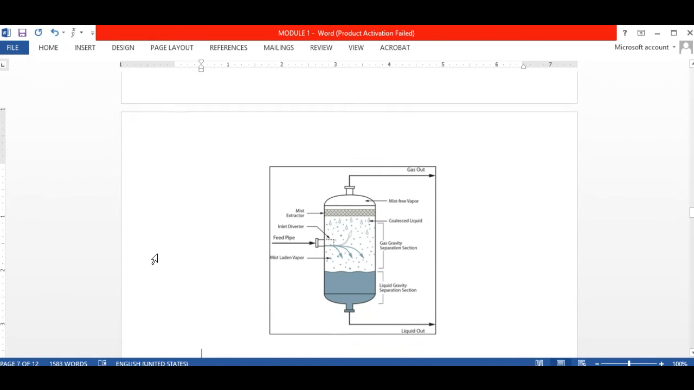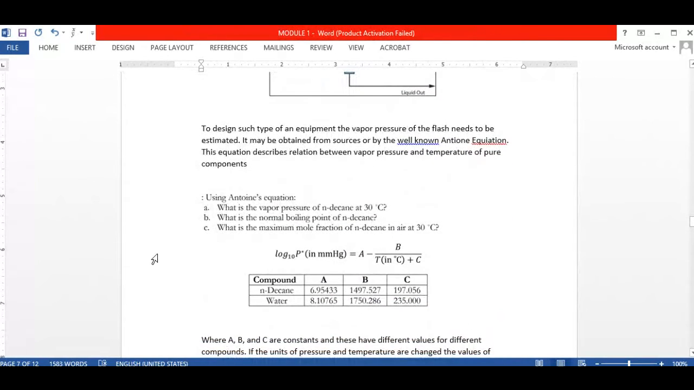Suppose you do not find it in the handbook, then you can use this equation. This equation is used to calculate the vapor pressure at a given temperature. For example, if I want to calculate the vapor pressure of n-decane at 30 degrees centigrade, I will put the temperature in as 30, not as Kelvin, in centigrade here. And I put the constants: A is 6.954, B on the top is 1497, and C is 197. So when I put in all the data, I can calculate the log of the vapor pressure in millimeters of mercury.